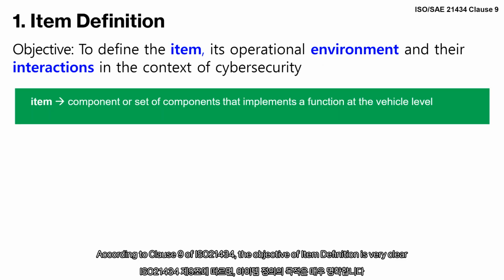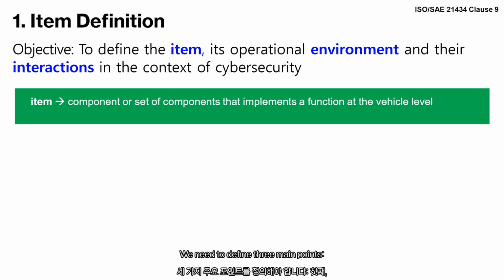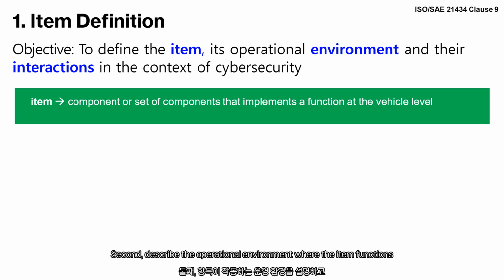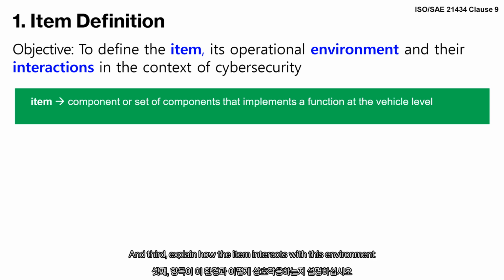According to Clause 9 of ISO 21434, the objective of item definition is very clear. We need to define three main points. First, clearly describe the item itself. Second, describe the operational environment where the item functions. And third, explain how the item interacts with this environment.